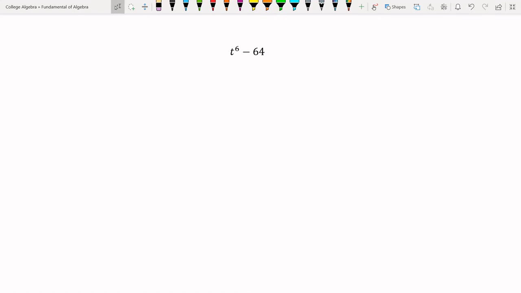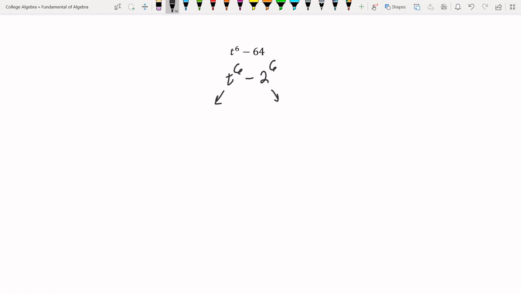All right, for this one, we have a power of 6. Now this is interesting because 64, we can rewrite 64 as 2 to the power of 6. Now where do we go? Well, this is a binomial, right? So we're going to look for either a difference of 2 squares, because there's a subtraction sign there, or a difference of 2 cubes. The interesting thing about this problem is that we can get either one.